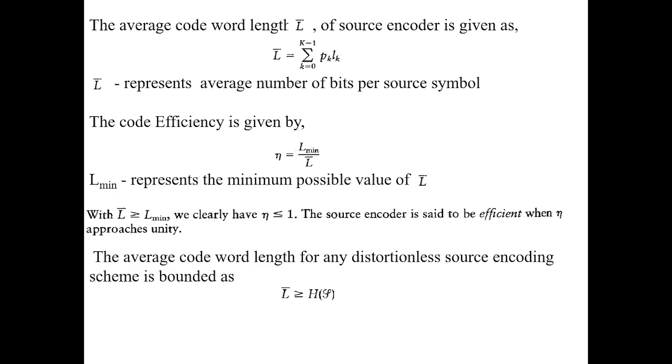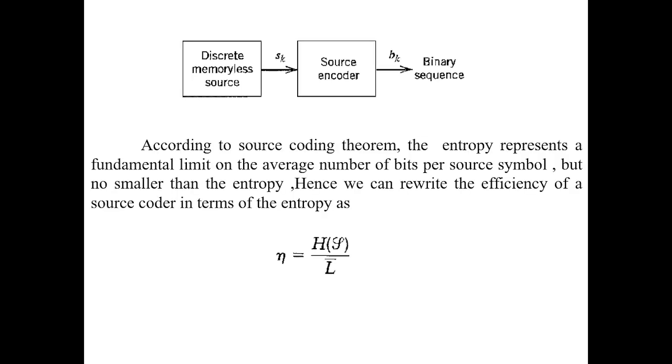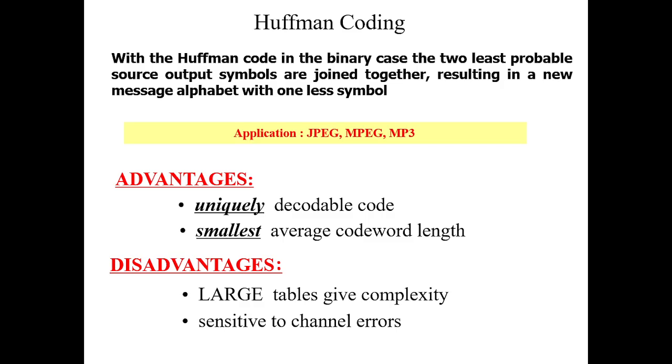So from that, the average code length for any distortionless source coding scheme can be bounded as L greater than or equal to H of S here. So the efficiency can be determined by H divided by L here. In source coding, we are going to come across what is the Huffman coding method, which can be represented here.